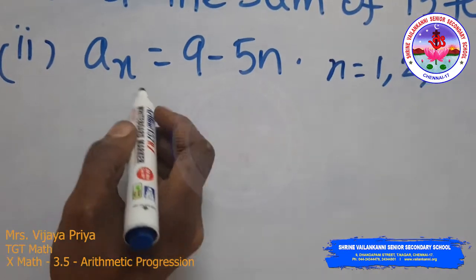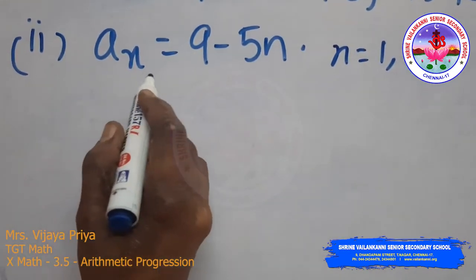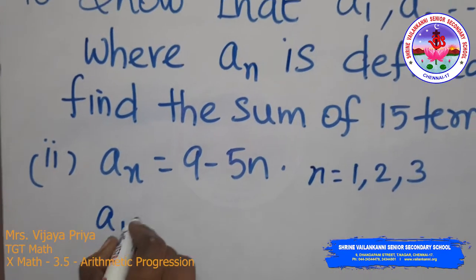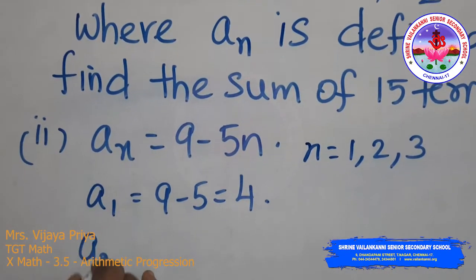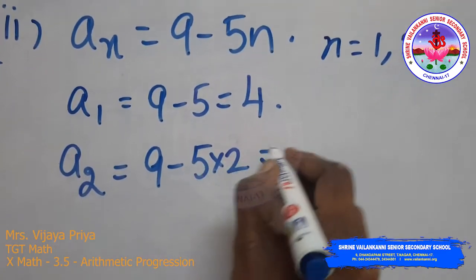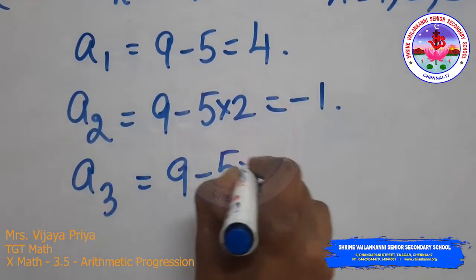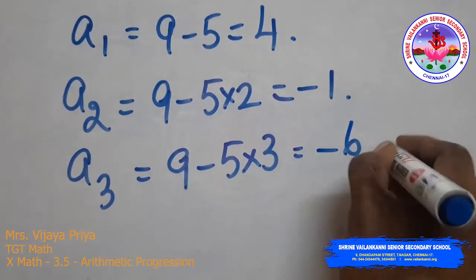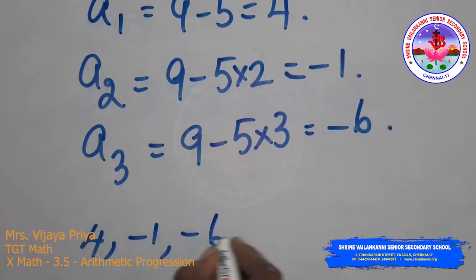Now the second part of the 10th problem, an = 9 minus 5n. We want to check that this sequence forms an AP. So I am going to give n values as 1, 2, 3. Here a1 is equal to 9 minus 5, which is equal to 4. a2 is equal to 9 minus 5 into 2, so 9 minus 10, you will get minus 1. a3 is equal to 9 minus 5 into 3, so 9 minus 15, you will get minus 6. So I got the sequence as 4, minus 1, minus 6, and so on.